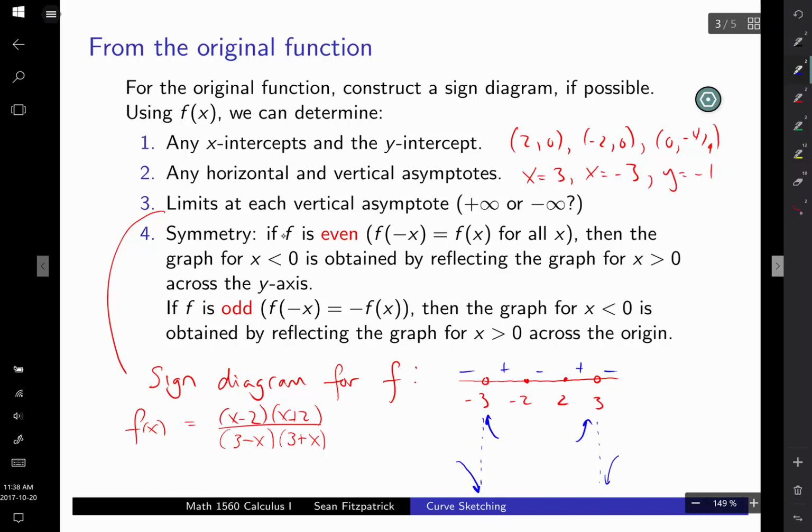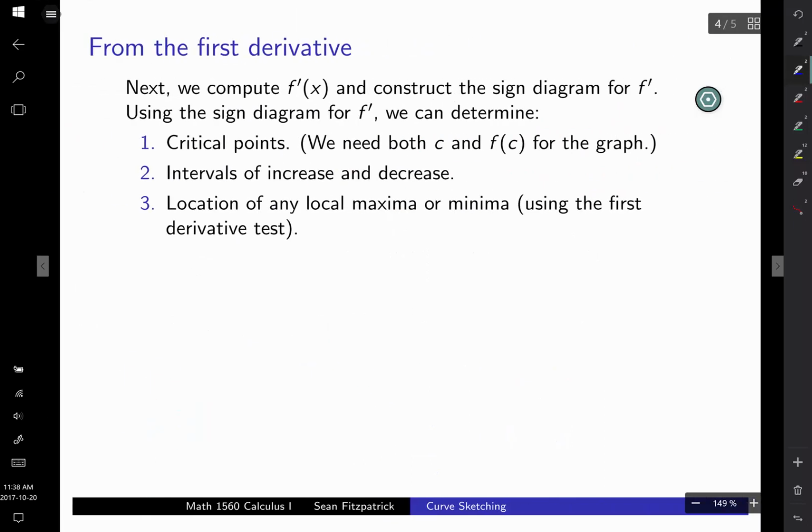So now you move on to the derivative. Okay, so I'll work out the derivative for you. In this case, you find, with a little bit of work, and I'll leave this as an exercise for you to confirm, you get 10x over (9 minus x squared) squared. This is your derivative for the original function. Okay, and so now you can look at the sign diagram.